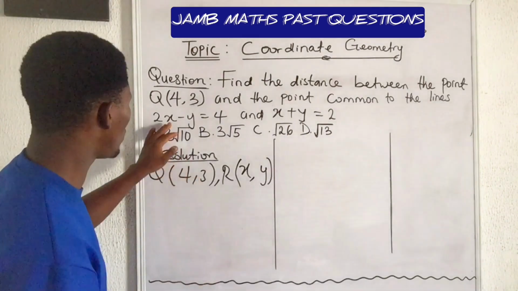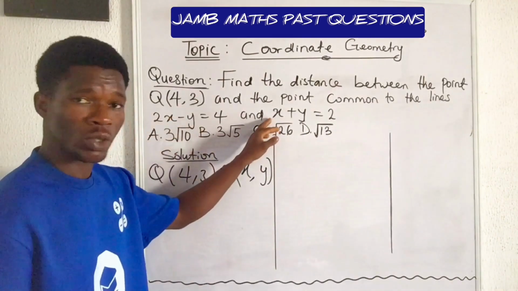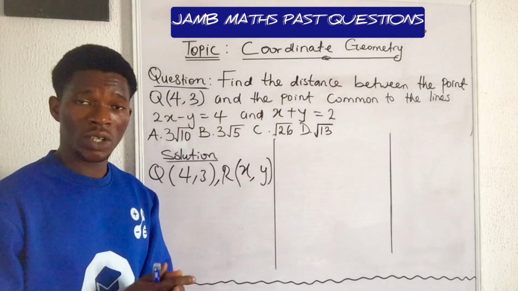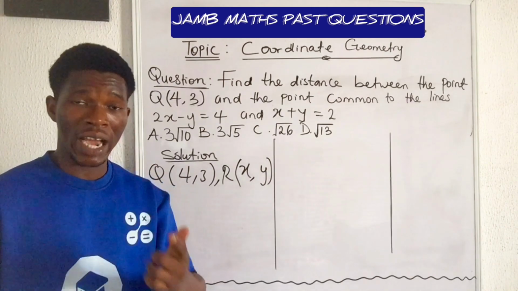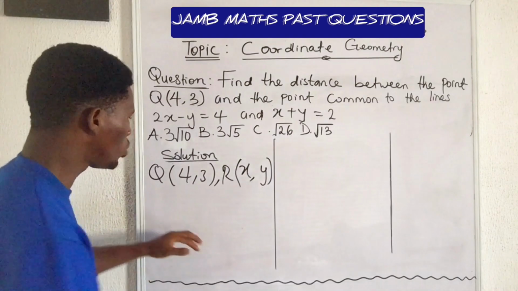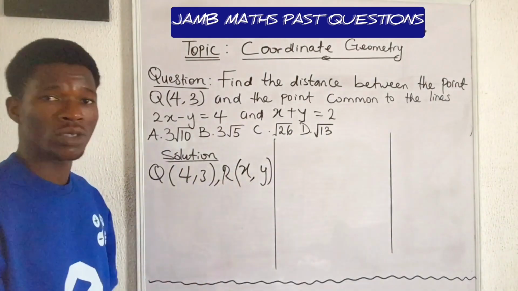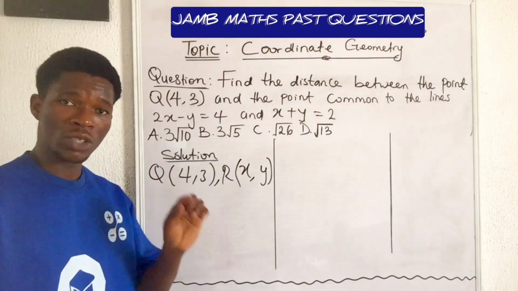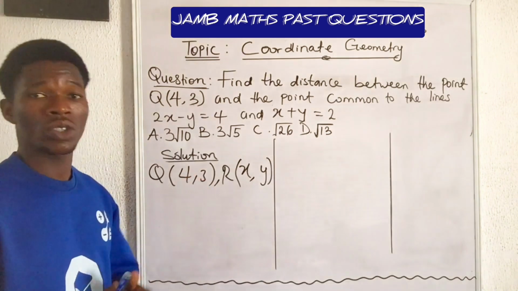That means we are going to solve 2x minus y equals 4 and x plus y equals 2. We solve them simultaneously, then we obtain the values of x and y. As you know, that's what represents the coordinates of R. Then we will use the distance formula to calculate the distance between these two points, and that is all. So let's solve these two equations simultaneously.